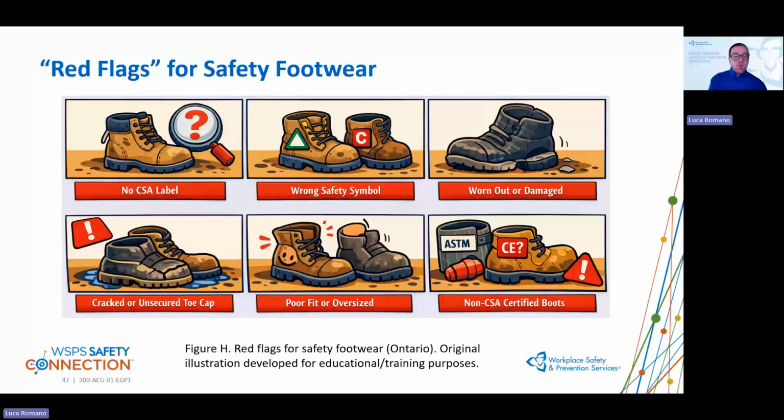Again, you could have poor quality footwear being provided. Let's say the toe cap is coming off, or it's unsecured, or it's worn out or damaged upon receipt. It's oversized, or it's not fitting properly based on what was described or what you had ordered. There's no CSA certification. Maybe there's reference to other standards, or there's no reference to any standards at all.